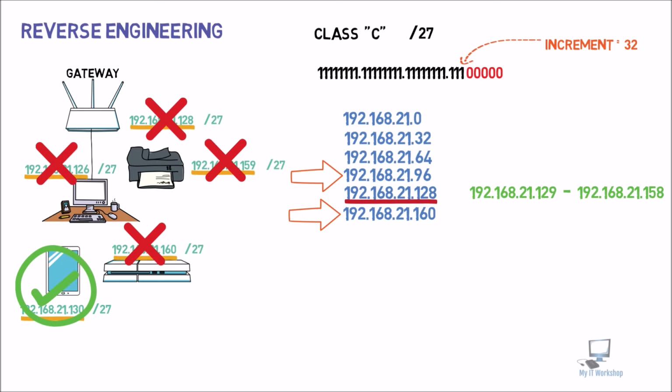Okay, don't forget, if you have the network mask, the subnetwork mask, you can find the increment with no problem.